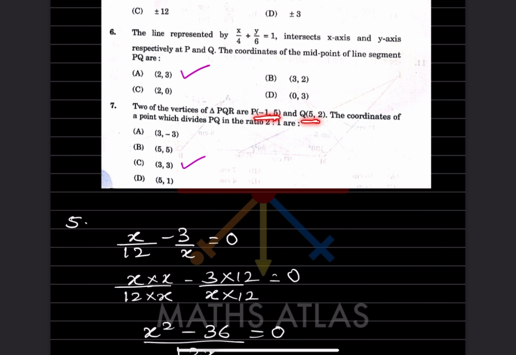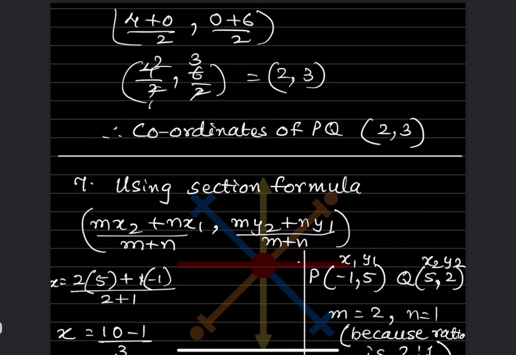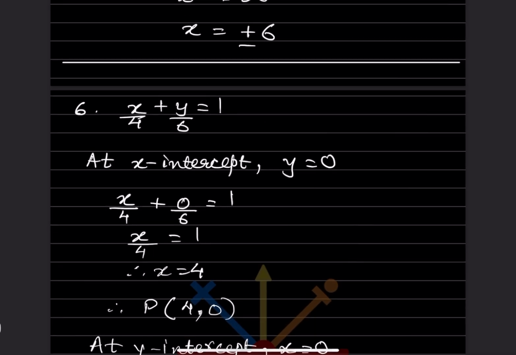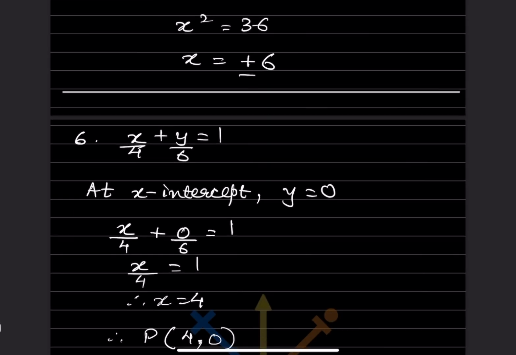So next one: two of the vertices of triangle PQR are P (-1, 5) and Q (5, 2), and the coordinates of a point which divides PQ in the ratio 2:1 are? So these are the options given. So now let us see that. So what will you do here? Because the ratio is given and two of the vertices of triangle PQR are given.